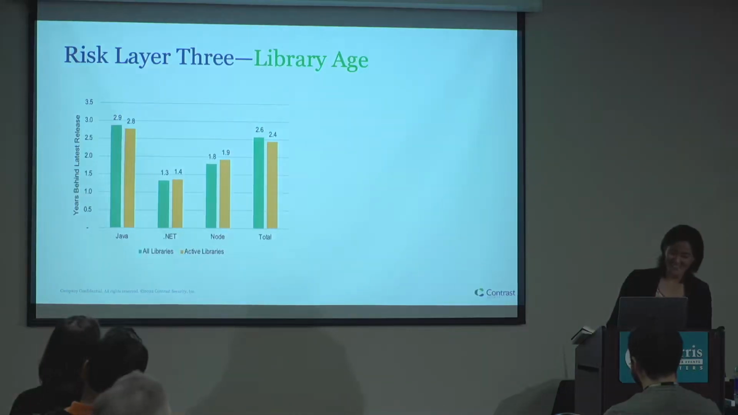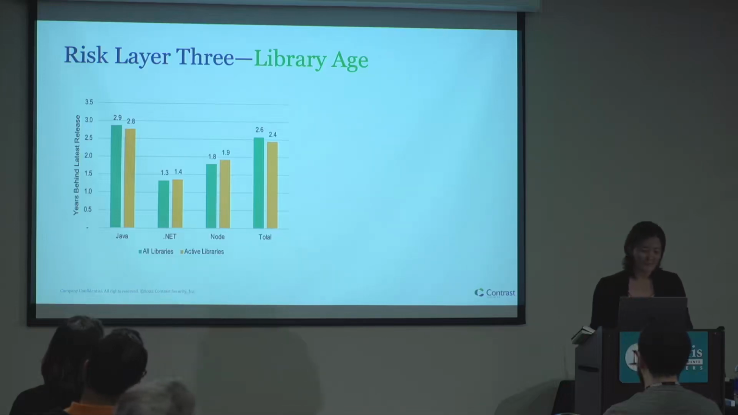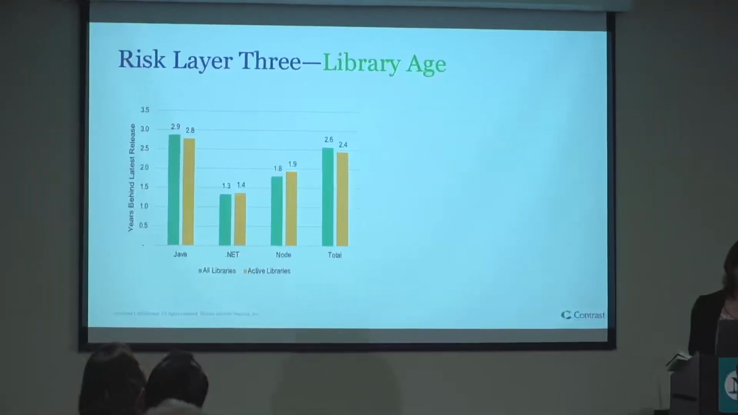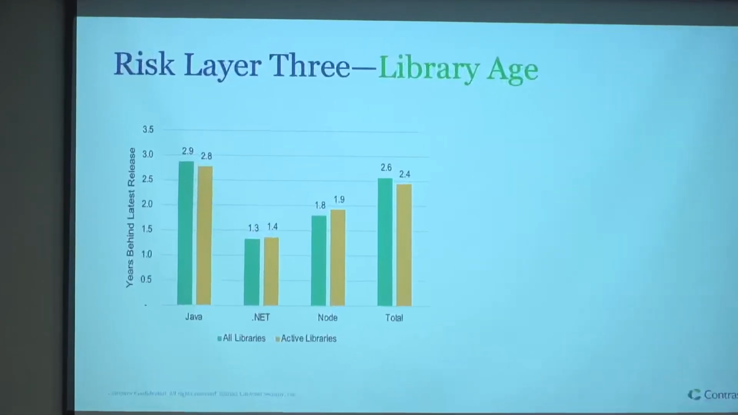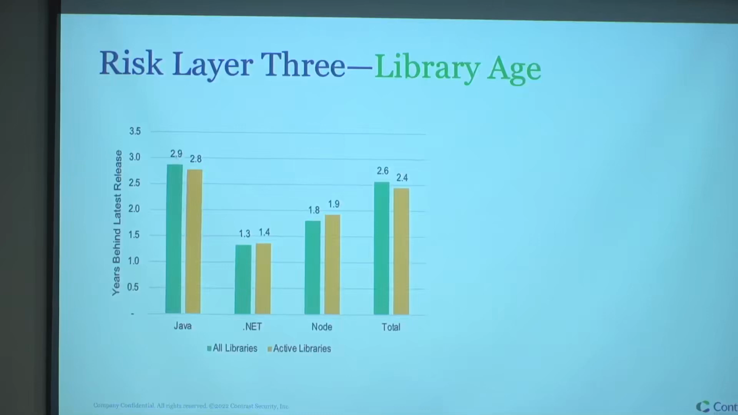Risk layer 3, library age. Now this one's important. What did I say it was? 6.2 times more vulnerable as it ages. And it takes 4 years on average to discover a vulnerability in open source. Here are some more averages for you. In Java, an average library is 2.9 years old. .NET, 1.3. Node, on average, 2.6.